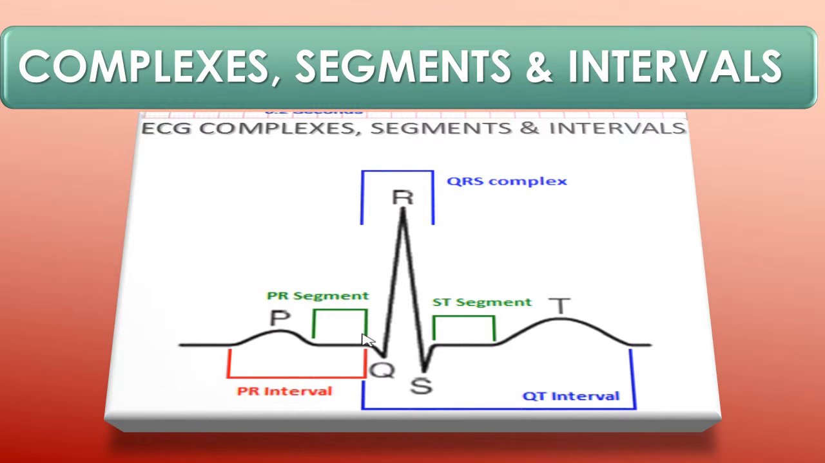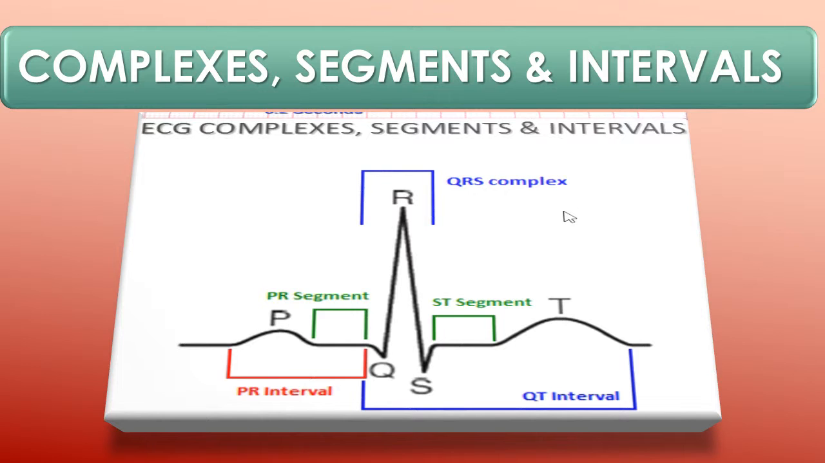The R wave is the first positive deflection. It can be small or large or absent depending on the lead you're looking at as well. The S wave is a negative deflection, and it comes after the R wave, and it also may not be present in all the leads you're looking at.